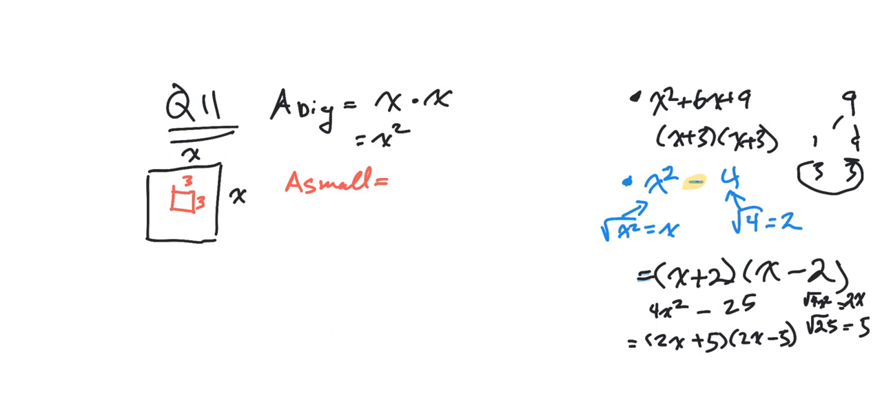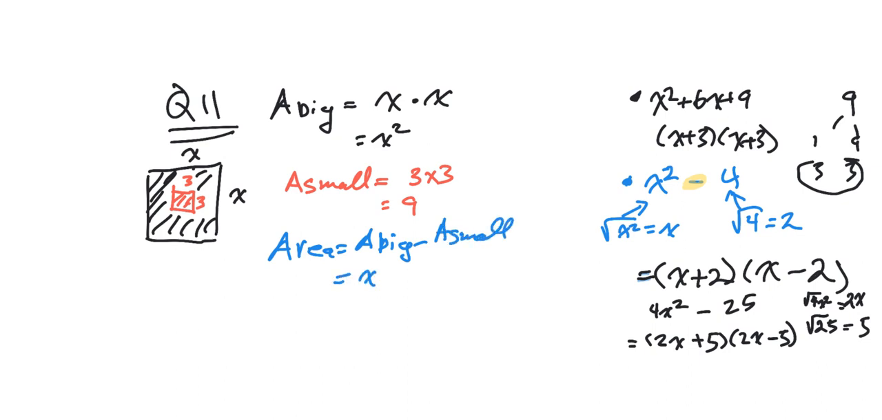Now, let's go and take a look at the area of the small. The area of the small is just going to be, ready? 3 times 3, which is 9, right? Now, in order to find the area of just this shaded region, i.e. everything subtract the little red box in the middle, is going to be this. The area is equal to a big minus the area of the small part, which we know to be x squared for that one, and then minus 9.